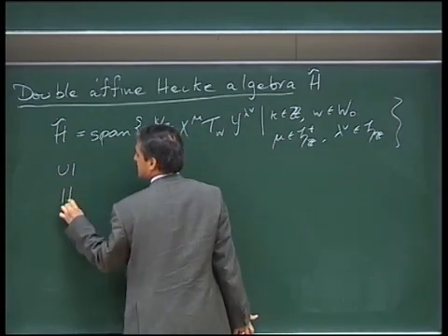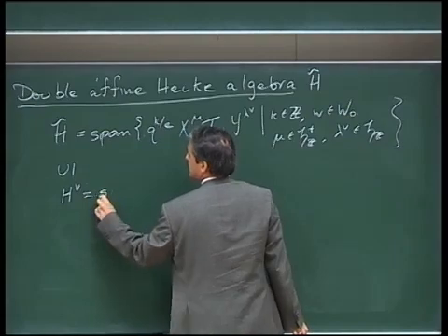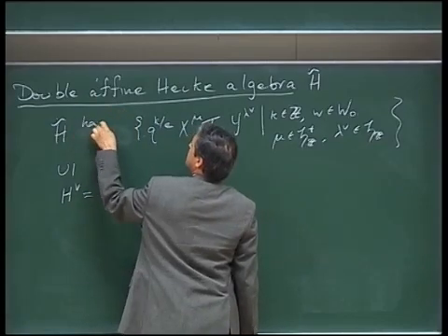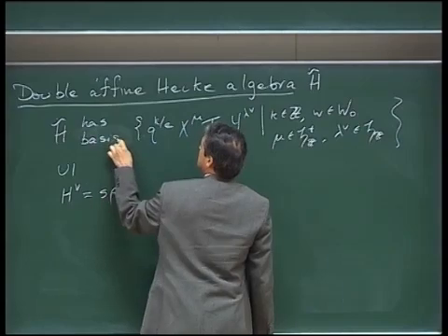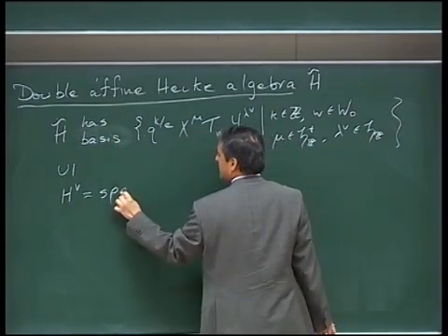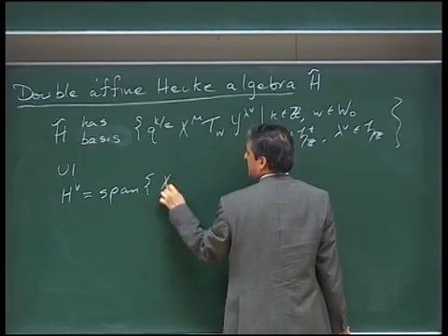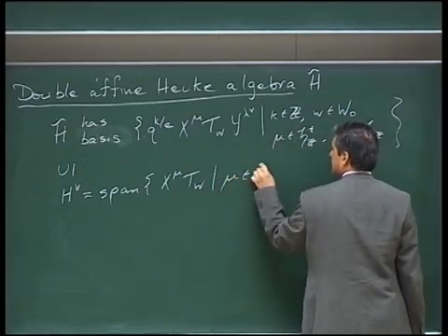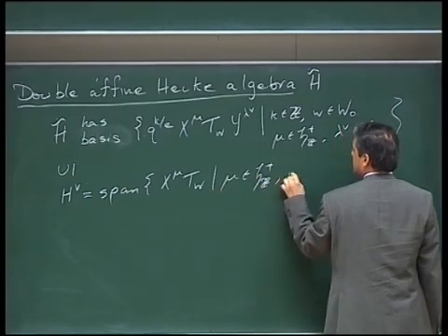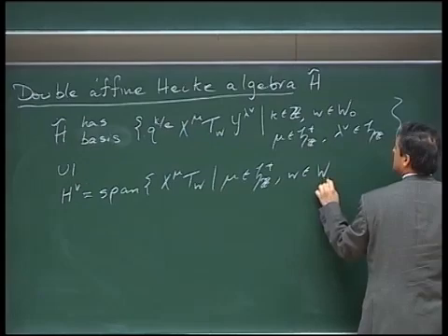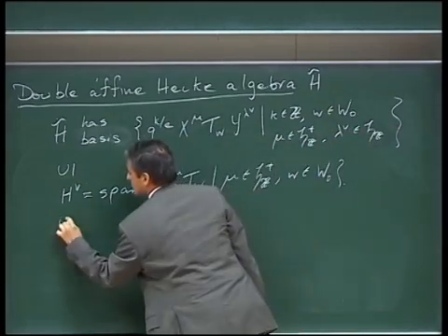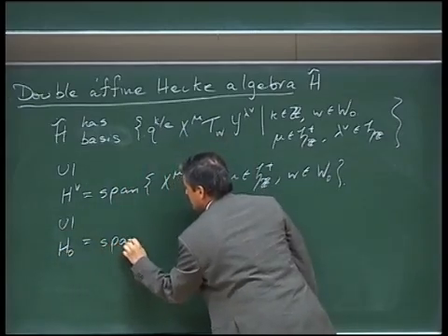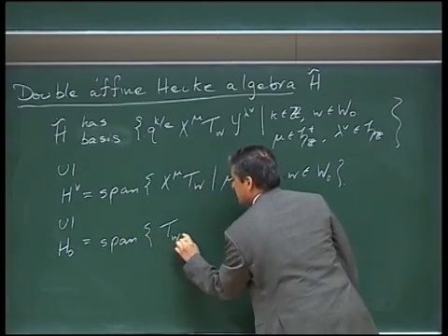Inside of this, there's a subalgebra, which is the affine Hecke algebra. Let me write this slightly better. It has basis this set. The affine Hecke algebra is the span of x to the mu t_w, mu in the lattice, w in W naught. And inside of there is the finite Iwahori Hecke algebra. These are the ones that have been appearing quite a lot in Meinolf Geck's talks.